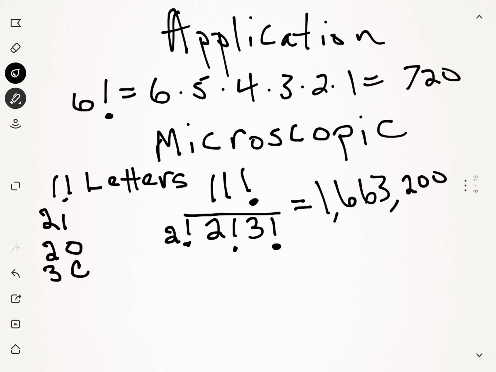So the number of unique arrangements of these letters is 11 factorial divided by 2 factorial times 2 factorial times 3 factorial. Now, once you understand and you practice these problems and you learn the techniques, you will get it. You won't have any problems with this style of doing math.